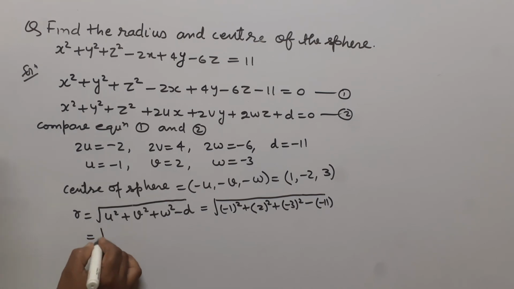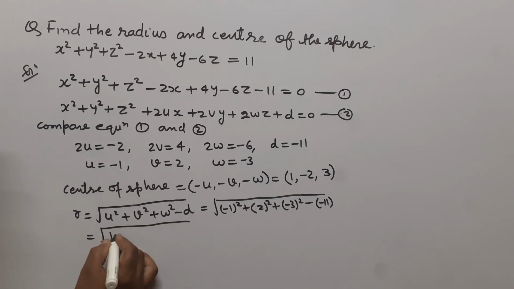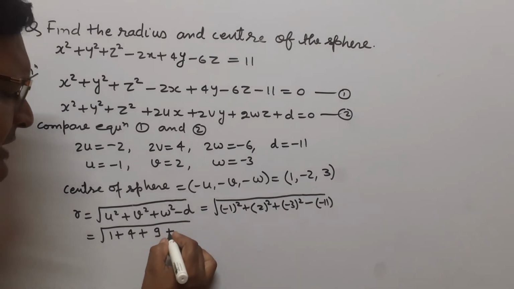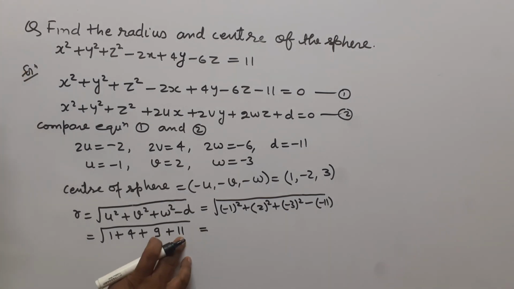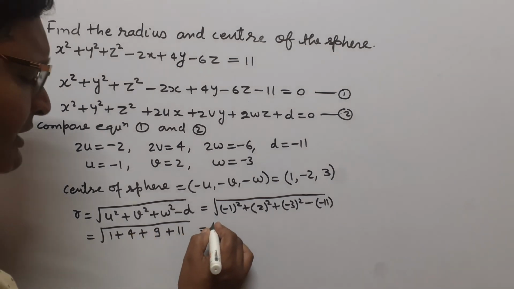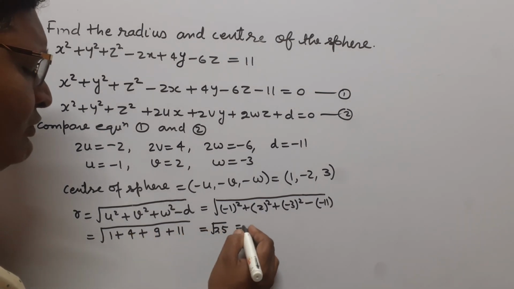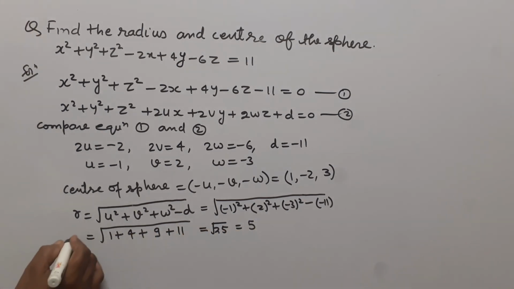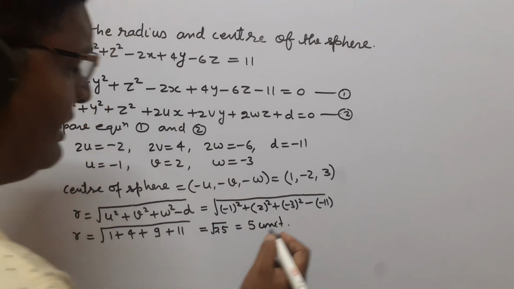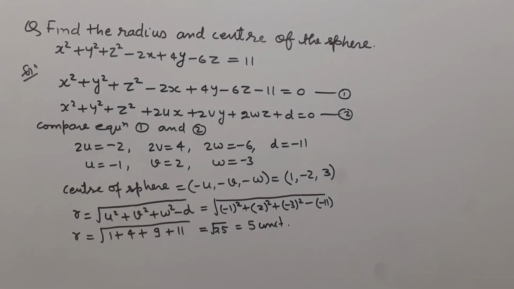So this can be taken as (−1)², which is 1, 2² is 4, (−3)² is 9, and the minus times minus gives 11. So 11 plus 9 is 20, 20 plus 4 is 24, 24 plus 1 is 25. So we get the square root of 25, that is 5. So the radius of the given sphere is 5 units, and the center of the given sphere is (1, −2, 3). Thank you.